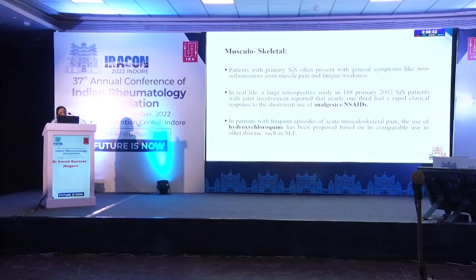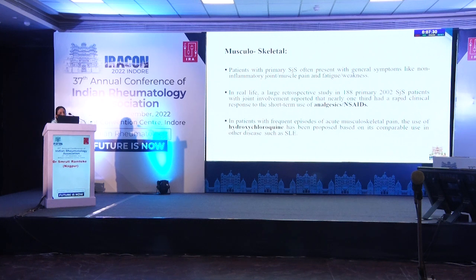In musculoskeletal symptoms, patients with primary Sjogren's often present with non-inflammatory joint pains, muscle pain and fatigue, and they also have a lot of depression and overlapping fibromyalgia. Sometimes there is an osteomalacic component if there is renal involvement. A large retrospective study in 188 primary Sjogren's patients with joint involvement reported that nearly one-third had a rapid response to NSAIDs alone.